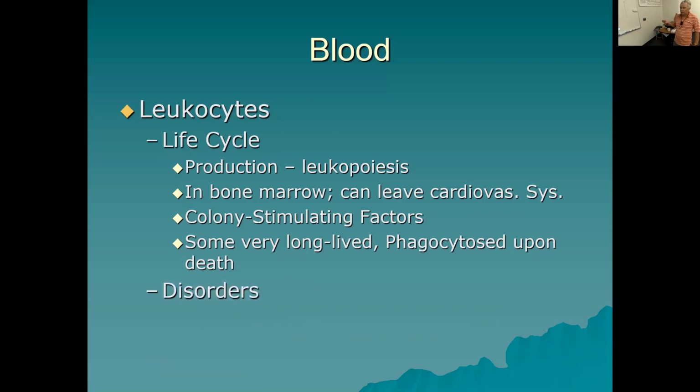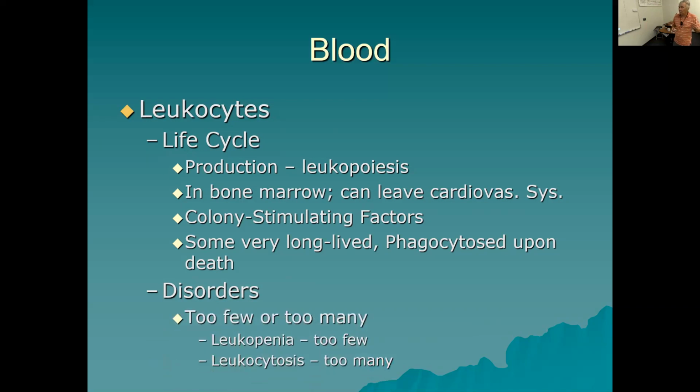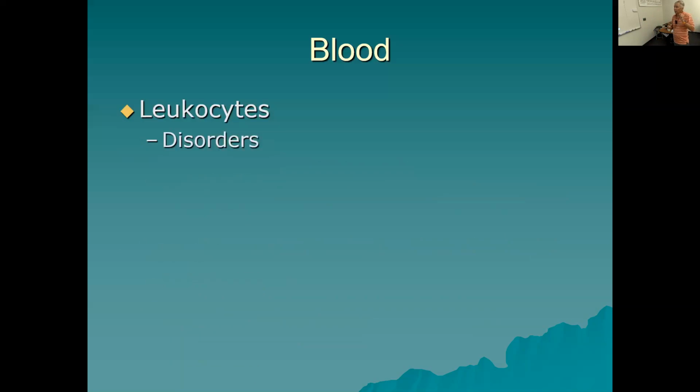Okay. Disorders. Just like in red blood cells, there are disorders of too few or too many. Leukopenia is too few, and this could be due to a particular disease. HIV, in fact, would cause leukopenia, too few white blood cells, or some toxins can cause that as well. Leukocytosis is too many, and that's usually cancer, too many. And this is leukemia, cancer of the bone marrow, making too many white blood cells.